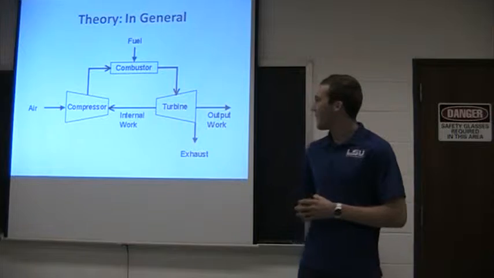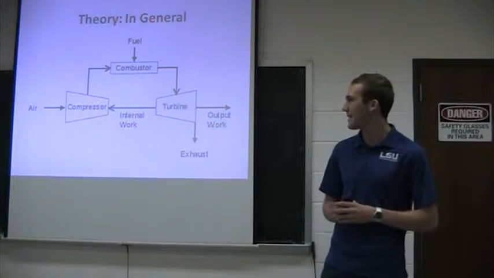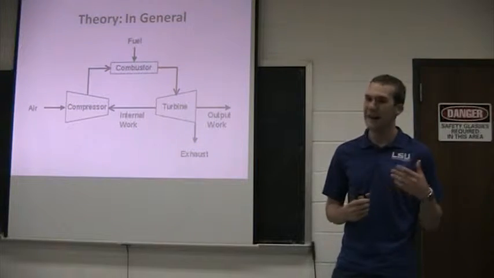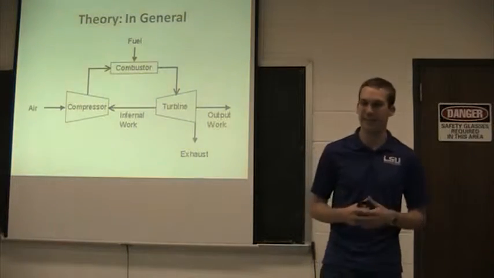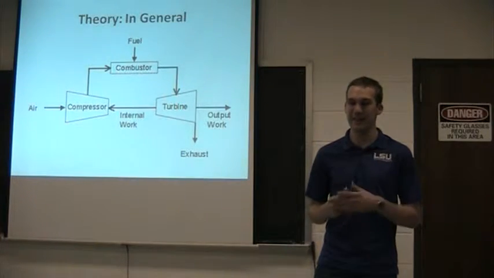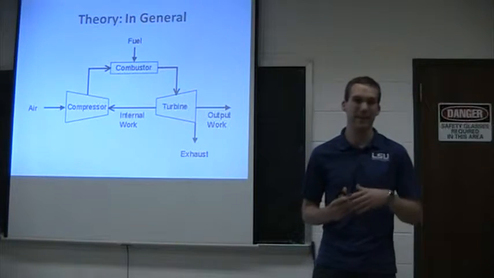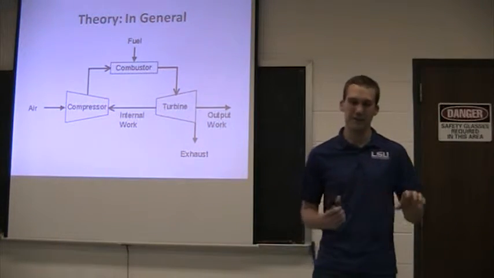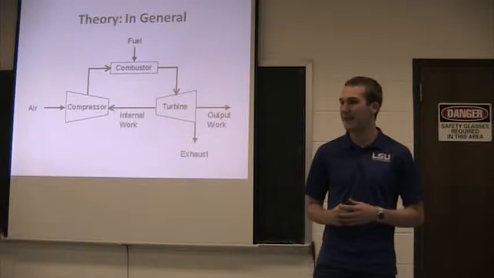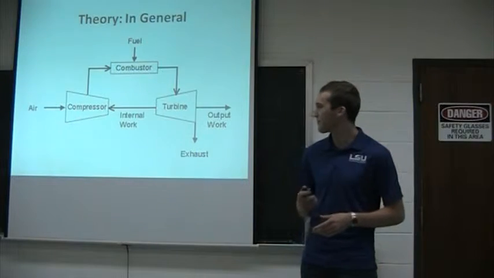A little theory in general. It's basically taking the apparatus, breaking it down into a schematic sense. The air comes into the compressor, then goes to the combustor, mixes with fuel, goes through a chemical reaction, combusts, and goes through the turbine. The turbine is responsible for the output work, which is really in two parts. You have the internal work, which spins the main shaft, which ultimately feeds back to the compressor, and you also have the true output work, which leads to your propulsion.